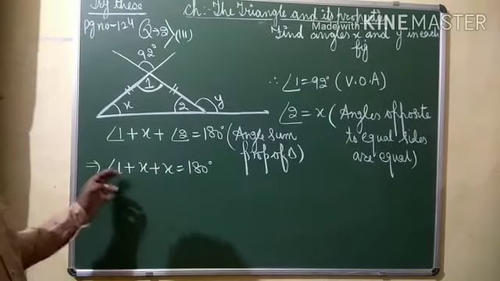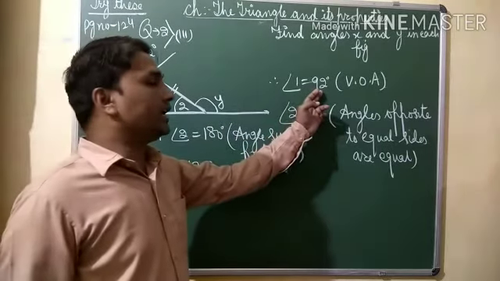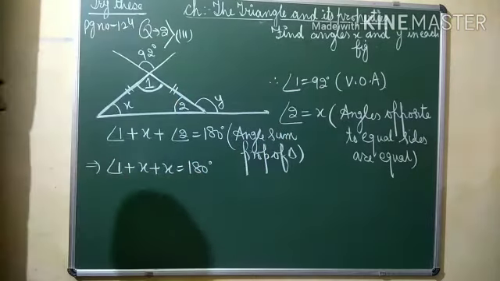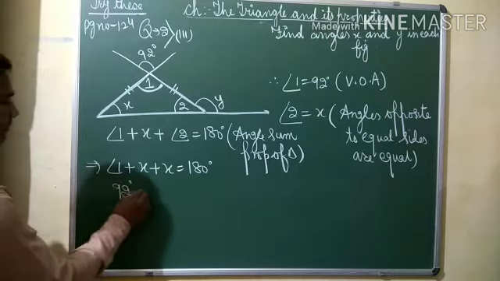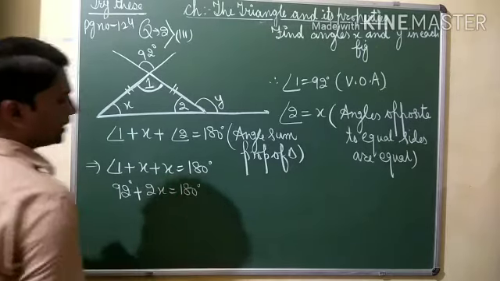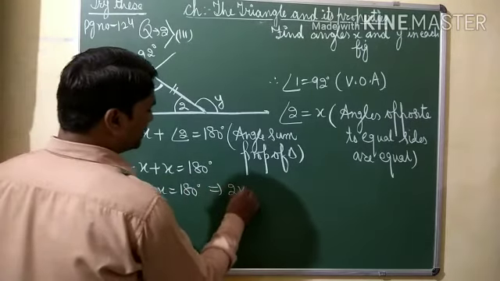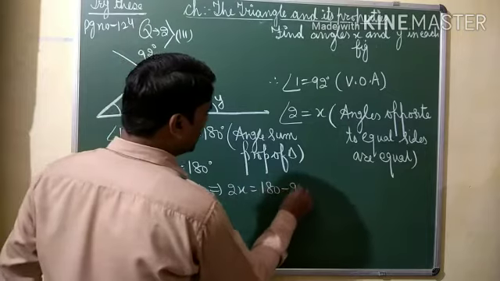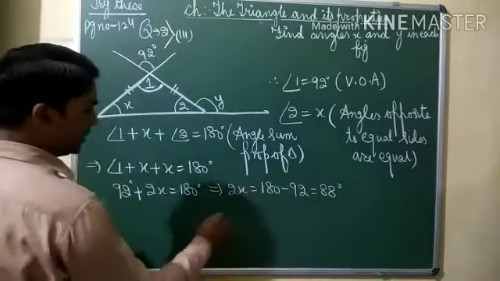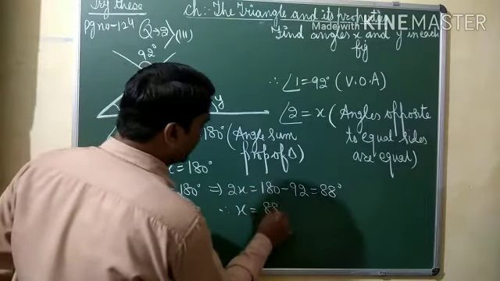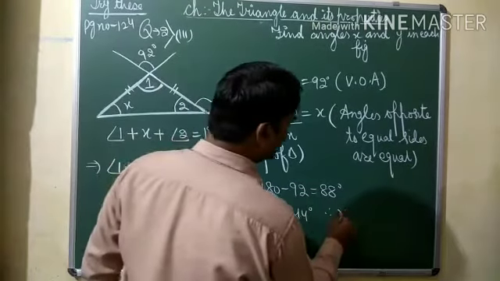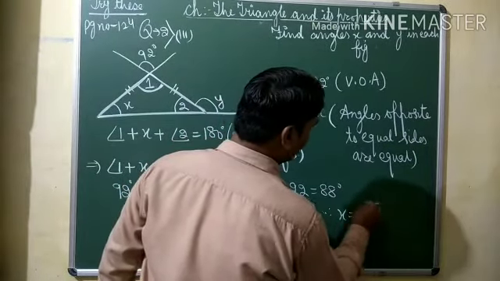But also angle 1 is equal to 92 degree. So putting the value of angle 1 equal to 92 degree here, we get 92 degree plus x plus x, 2x, is equal to 180 degree, which implies 2x is equal to 180 minus 92, which is equal to 88 degree. Therefore, x is equal to 88 by 2, which is equal to 44 degree. Therefore, measure of angle x is equal to 44 degree.